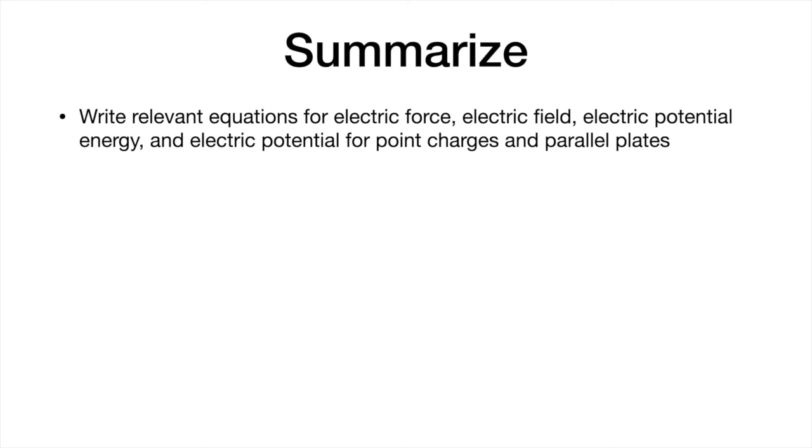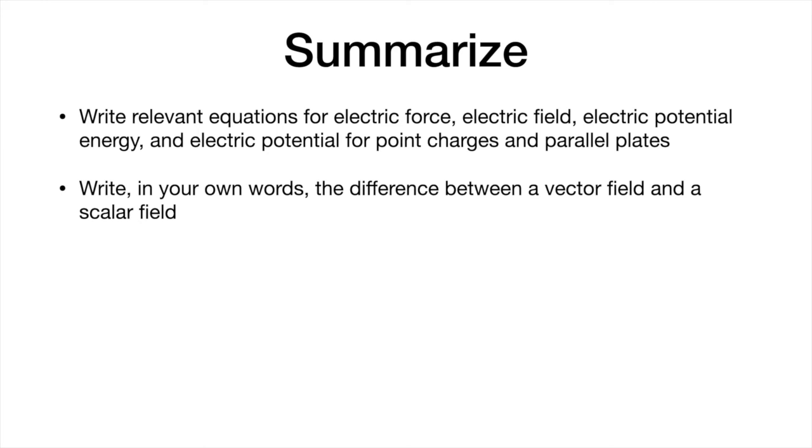So what I'd like you to do is go back and summarize the relevant equations for electric force, electric field, electric potential energy, and electric potential for point charges and parallel plates, because there are some important differences. Then I want you to write in your own words the difference between a vector field and a scalar field, so ideally with examples. And then I want you to try this homework. Again, this is just working the magic, working the equations, and making sure that you're a little bit familiar with how to work with the equations that you've done in the first part of your summary.